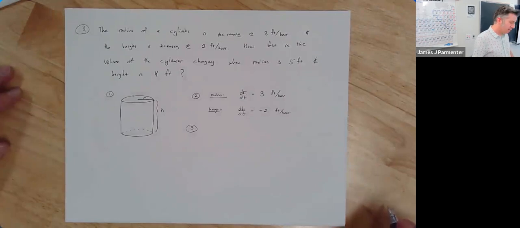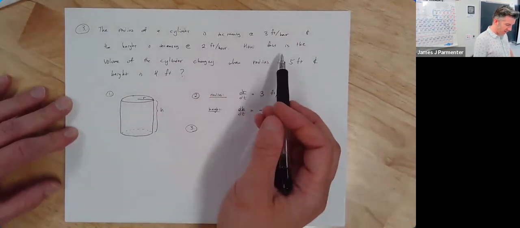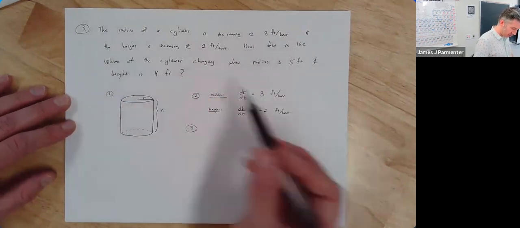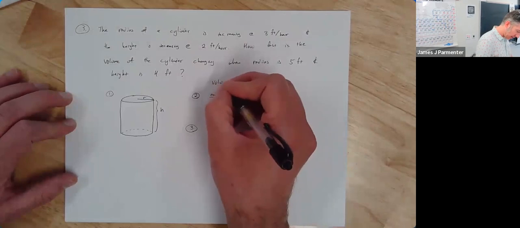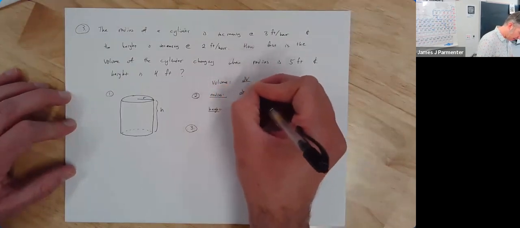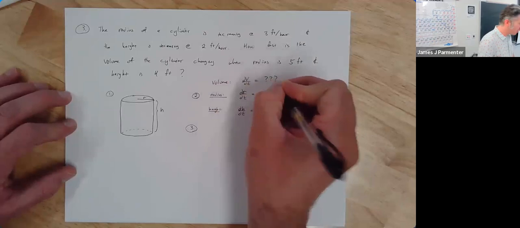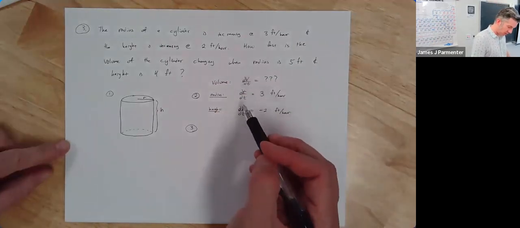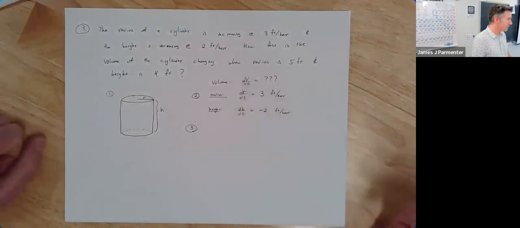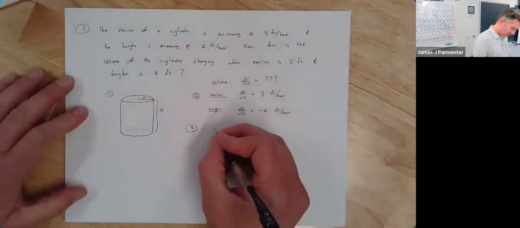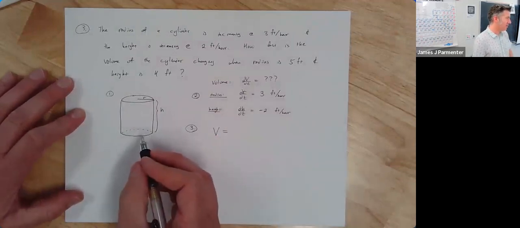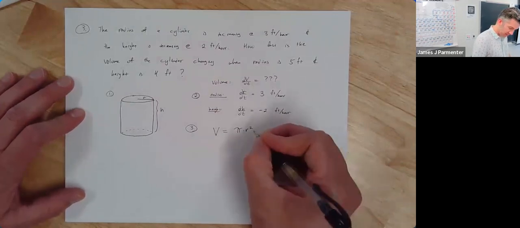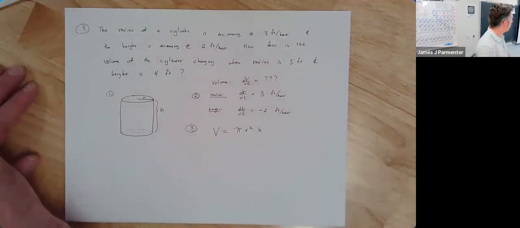I wrote down the things that I knew were changing, but I forgot about the thing they asked was changing. The question was, how fast is the volume of the cylinder changing? So I also need to ask, what's dV/dt? That's what I wanted. Now I can find the equation relating these three non-time variables. The volume of a cylinder is the base area, the area of that circle, pi r squared, times the height. That's the volume of your cylinder.